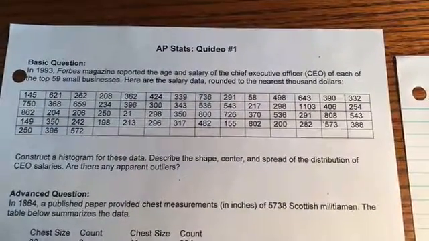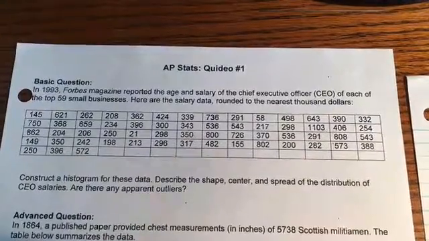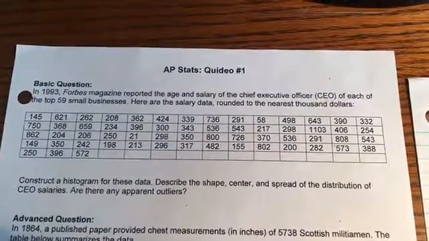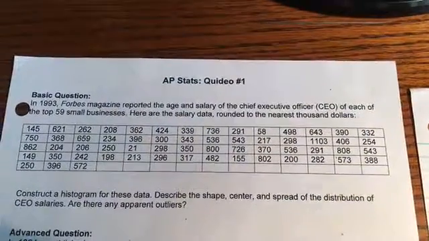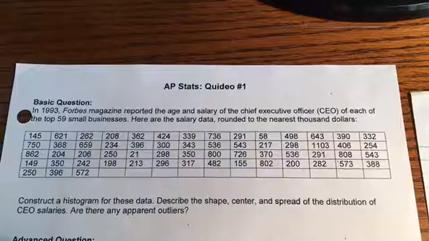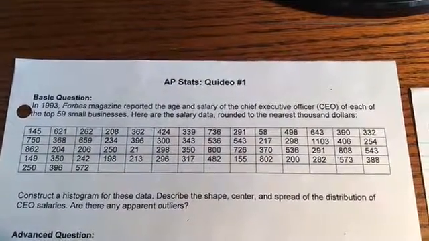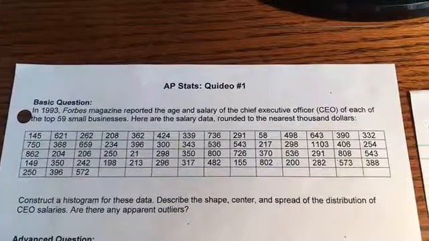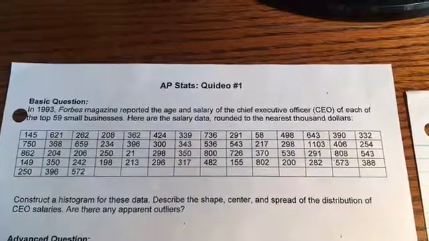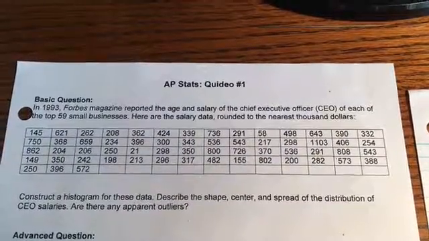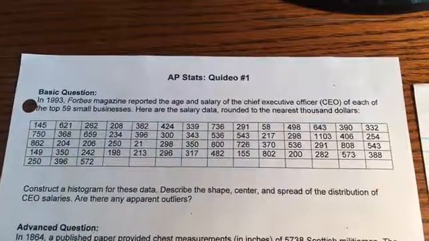The first video problem presents us with a data set of the salaries of various small business CEOs in thousands of dollars. What the problem is asking us to do with the data is to construct a histogram and then write a paragraph or a statement which describes the shape, center, and spread, as well as whether or not there are outliers. Those are your basic SOCs.